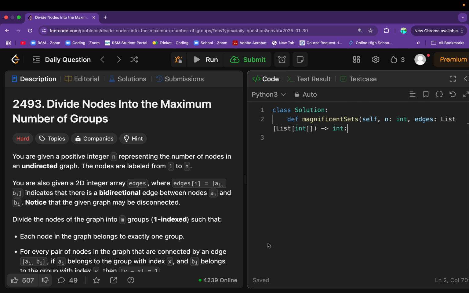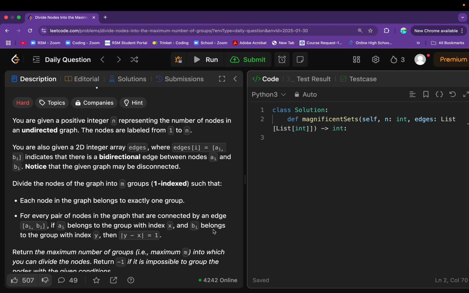Now we need to divide the nodes of the graph into m groups that are 1-indexed, such that each node in the graph belongs to exactly one group, and for every pair of nodes connected by an edge, a_i and b_i, if a_i belongs to the group with index x and b_i belongs to the group with index y, we want the absolute difference y minus x to be exactly 1.